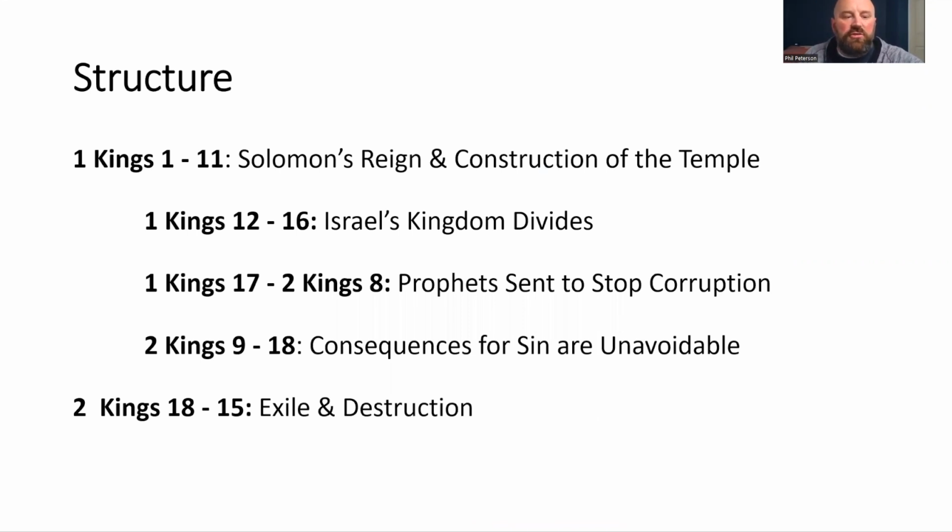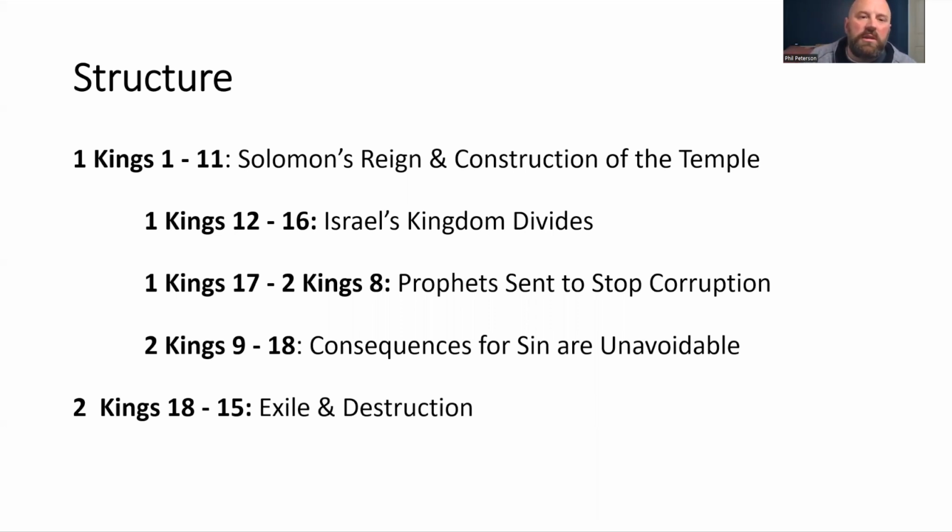Now as we come back to the structure, after the kingdom's divided, the second middle part in the story is 1 Kings 17 through 2 Kings 8. That explains how God tried to prevent corruption by sending the prophets. We looked at Elijah, we looked at Elisha. Then we come to the third middle part, 2 Kings 9 through 18, and that explains how exile was unavoidable. It's a consequence of their sin, as everyone was doing what was right in their own eyes. That should remind us of the time of the judges, which was a commonly repeated statement that's now repeated in Kings, which is really discouraging.